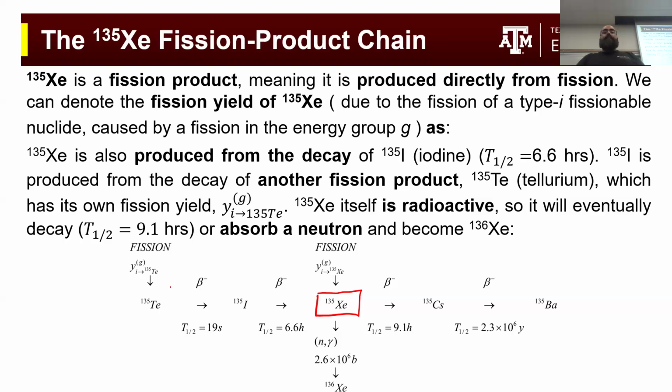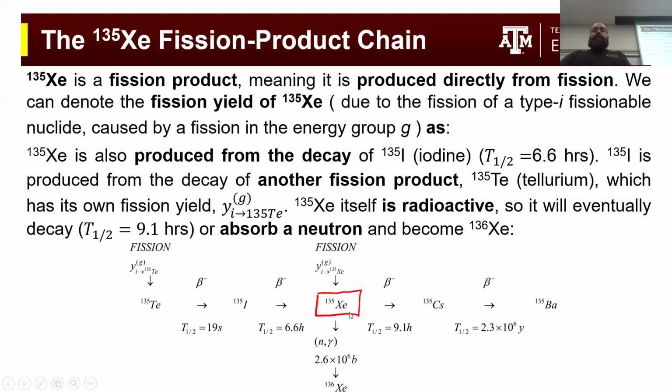You can also get xenon from the decay of another fission product. Tellurium-135 is another fission product that is radioactive and will go through a series of decays that will produce xenon-135. So if we think about xenon's gain mechanisms, it's produced directly from fission and it's produced from the decay of iodine-135.